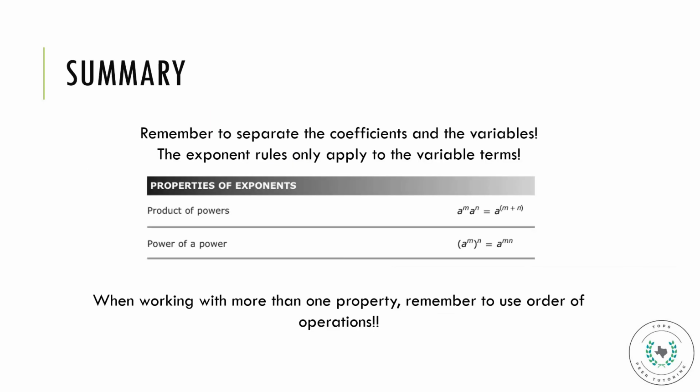Alright, I think that's enough to give a pretty good summary of multiplication properties of exponents. Remember to separate the coefficients and the variables of whatever problems you're doing. The exponent rules will only apply to the variable terms, not the coefficients. When you're working with more than one property, remember to use order of operations, aka PEMDAS, meaning anything inside parentheses first, then exponents, then multiplication or division, and then addition or subtraction.